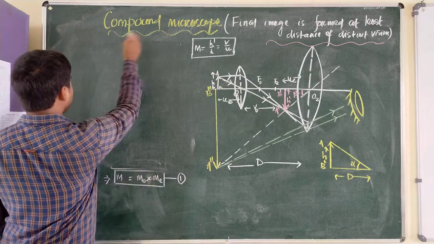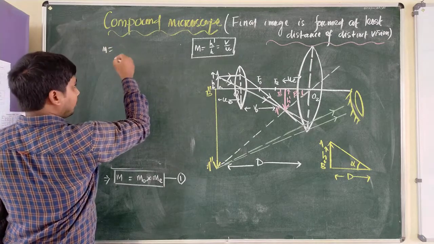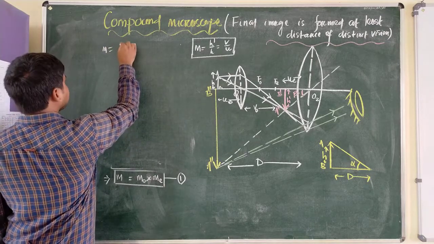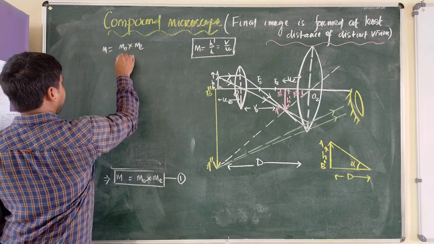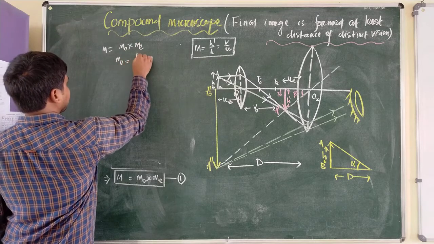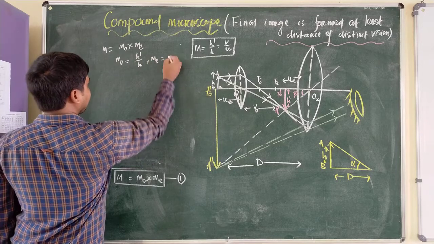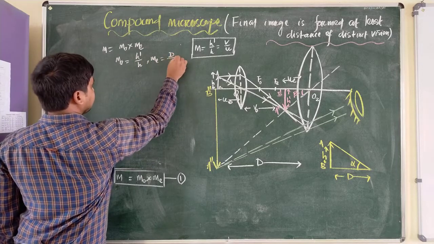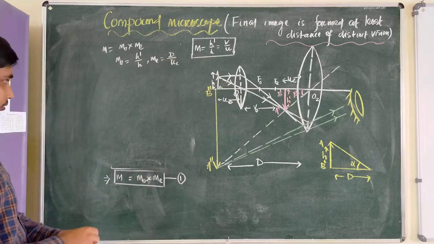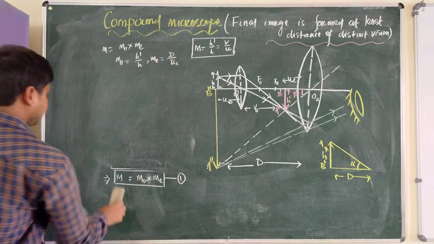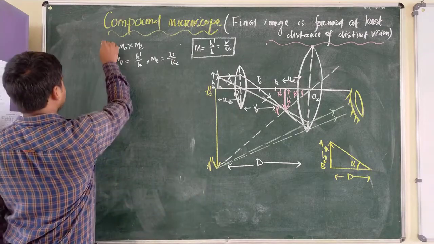Sorry, the previous step I have to write. M is equal to M0 into ME, where M0 is h prime by h and ME is d by ue. Just note it down. So now, this one is our equation number 1.